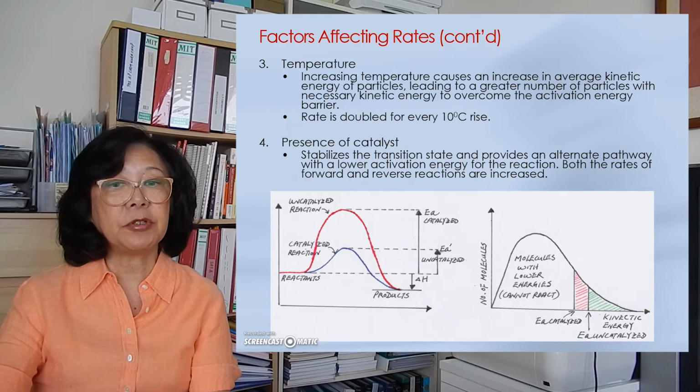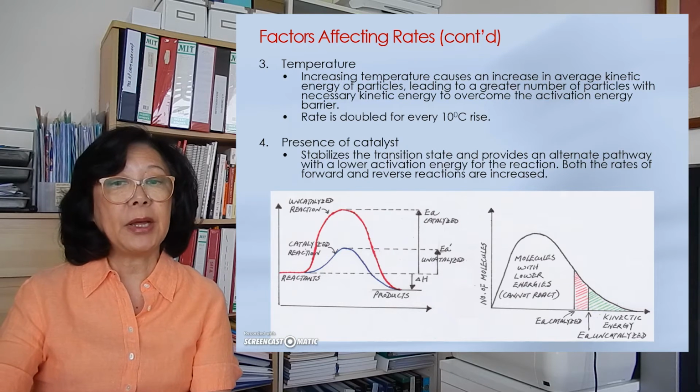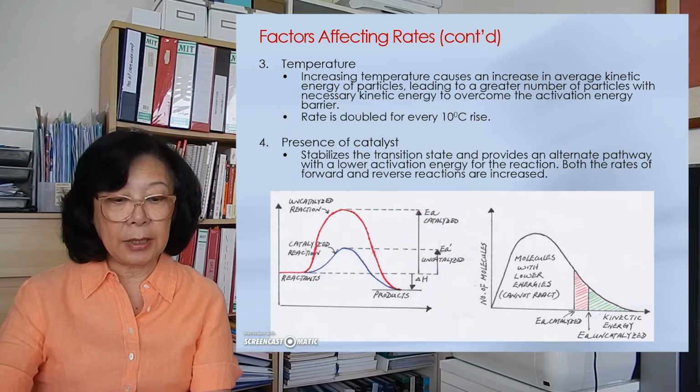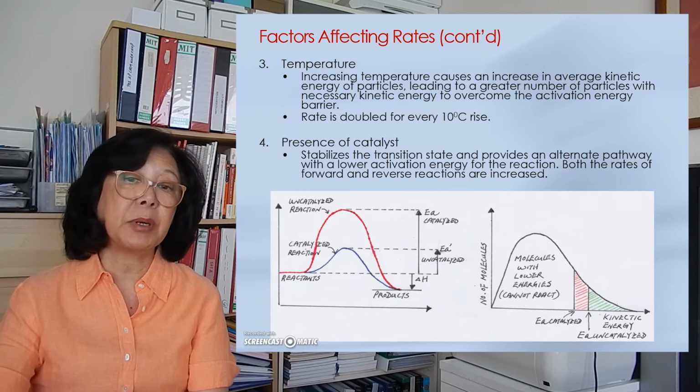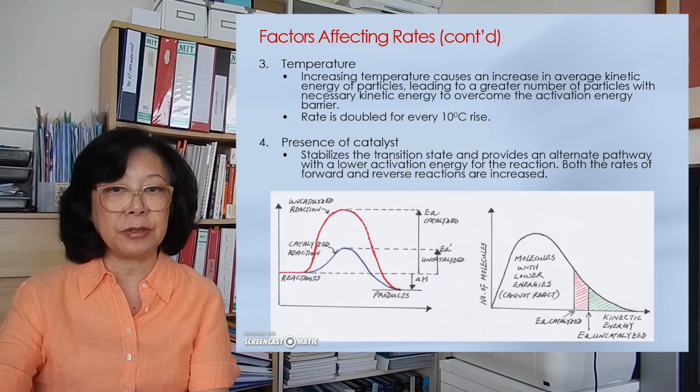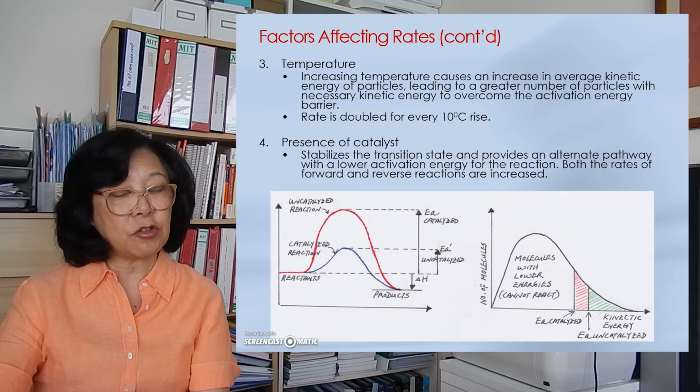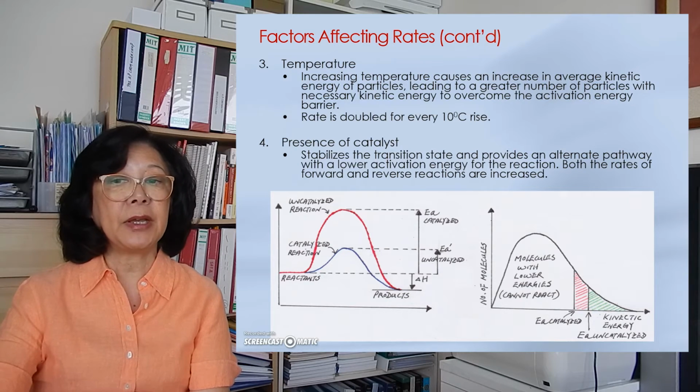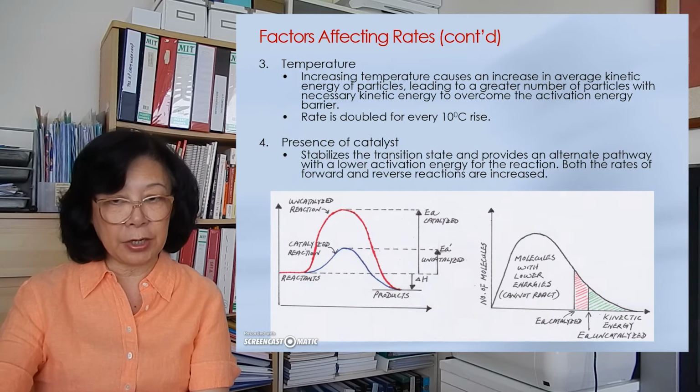So here's a diagram. To the left, you can see the red curve representing the uncatalyzed reaction, and the blue curve, the smaller one, representing the catalyzed reaction. Therefore, the activation energy is much lowered, providing an alternative pathway for the reaction.